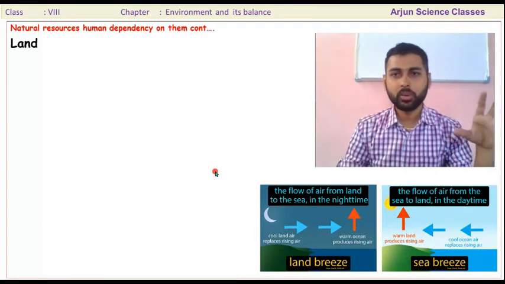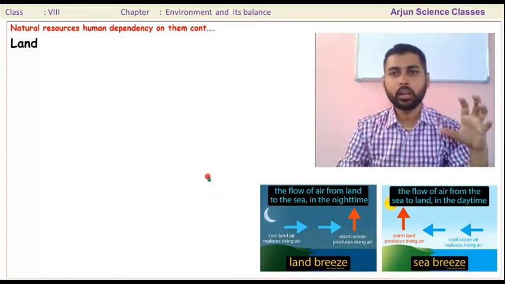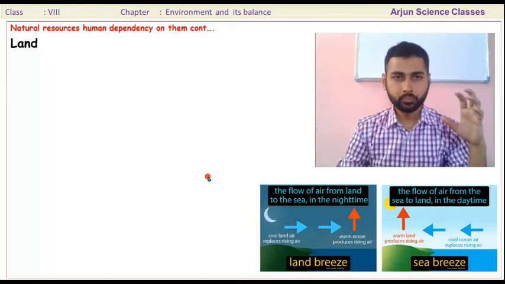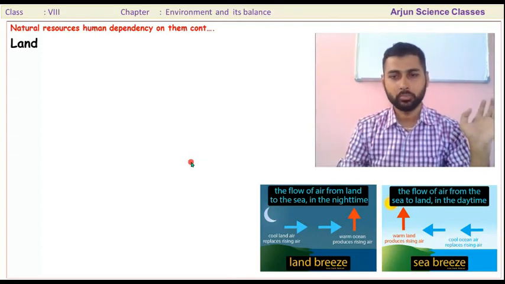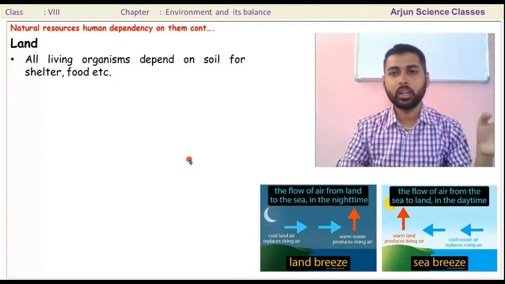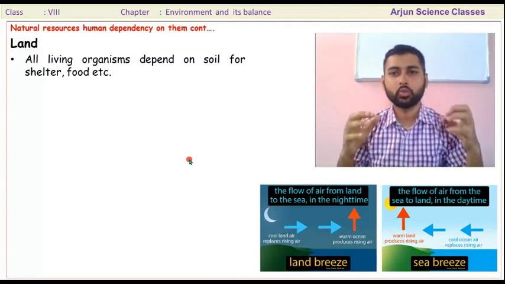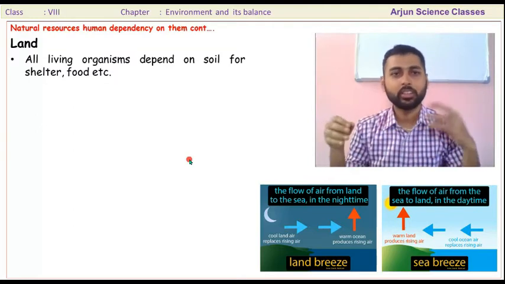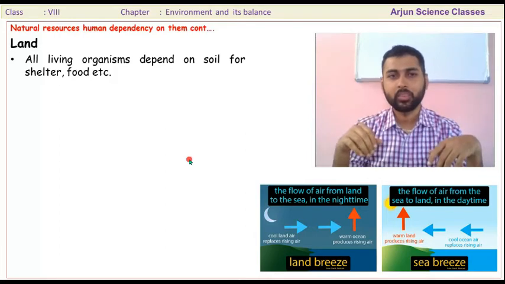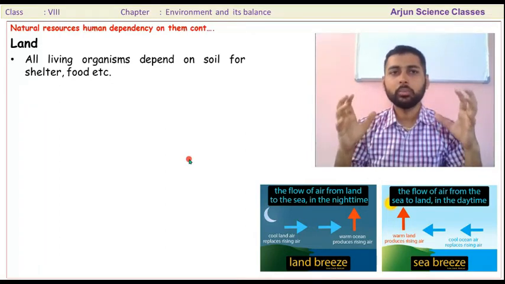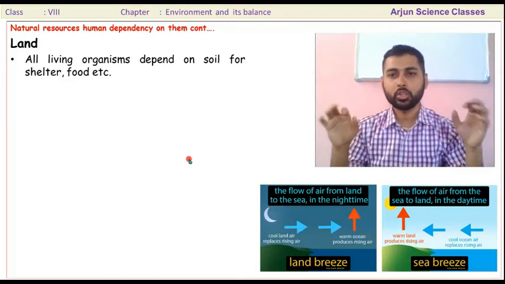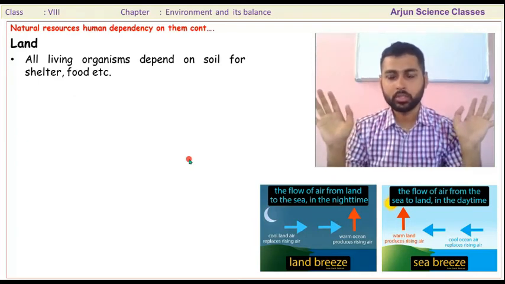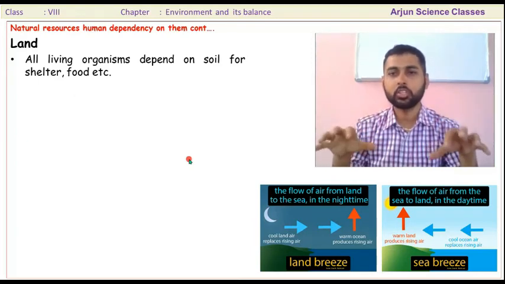And in this class, first of all, I'm going to discuss the dependency of humans on the natural resources for land. Land is also one of the natural resources like air, water, etc. All the living organisms depend on land for shelter and for food. All unicellular to multicellular organisms depend on soil for shelter and for food.